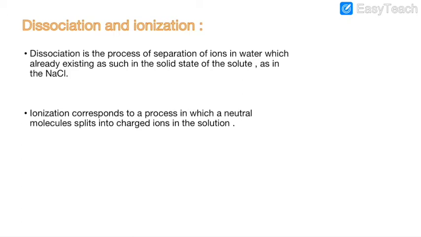Here we use two terms, dissociation and ionization. So let me clear the difference between dissociation and ionization. First, dissociation is the process of separation of ions in water which already exist as such in the solid state of the solute, like in NaCl. As you know, in NaCl, Na plus and Cl minus ions already exist, and when we dissolve NaCl in water, these ions just get separated from each other.